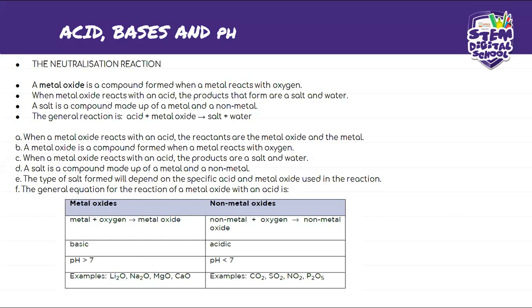So this table summarizes a lot. It's basically saying metal oxides are basic. Why are they basic? They dissolve in water, and when you measure the pH, you will find that the pH is greater than 7. Examples of metal oxides are lithium oxide, sodium oxide, magnesium oxide, and calcium oxide.